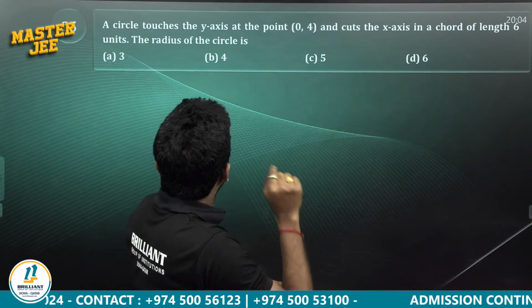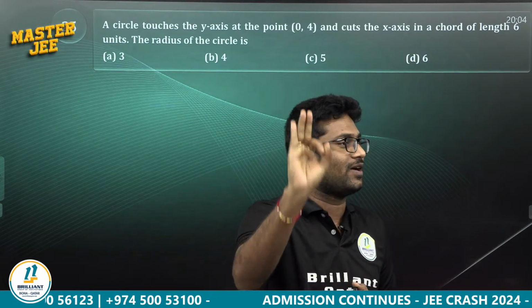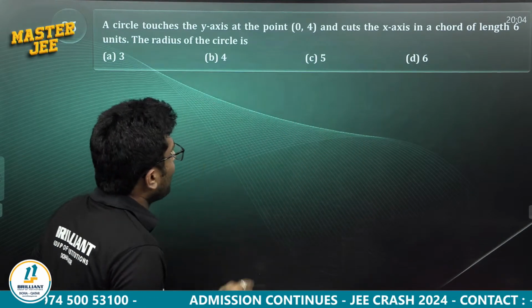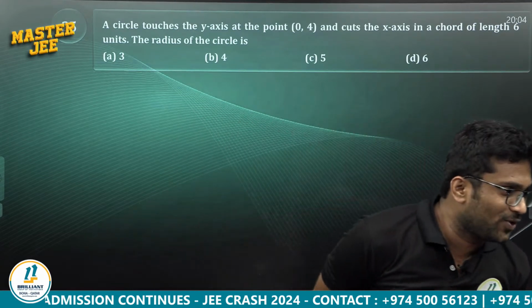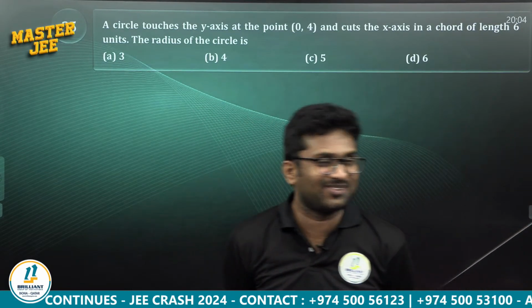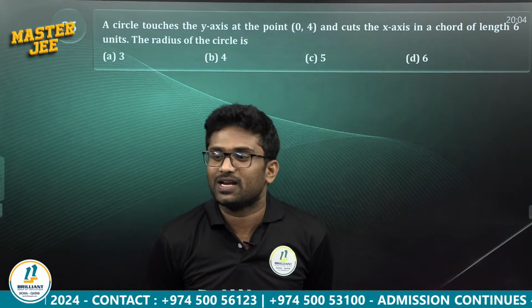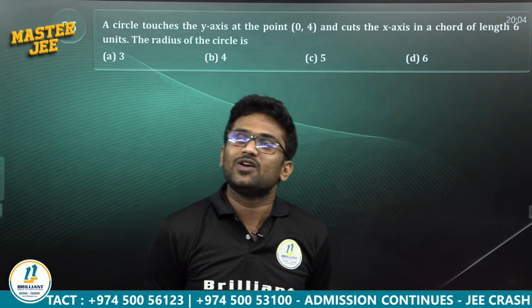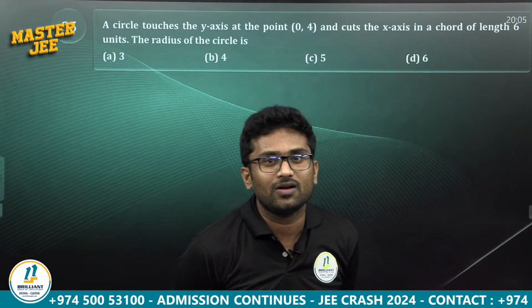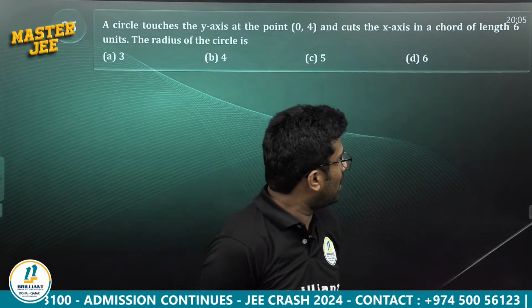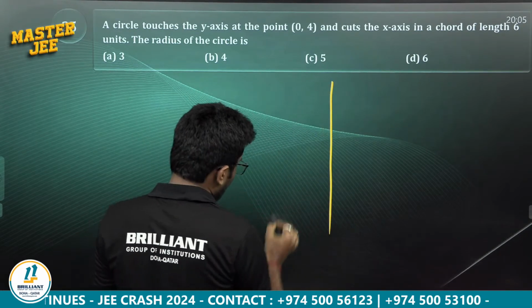Question number 25. A circle touches the y-axis at the point 0, 4 and cuts the x-axis. Friends, if you are able to draw a rough sketch of this diagram, we will easily get the solution. The only thing is, can we visualize this given part or not? That's it. Come on, we'll do it together.